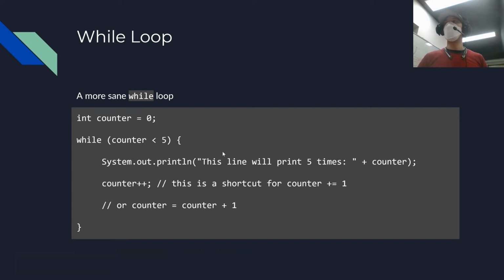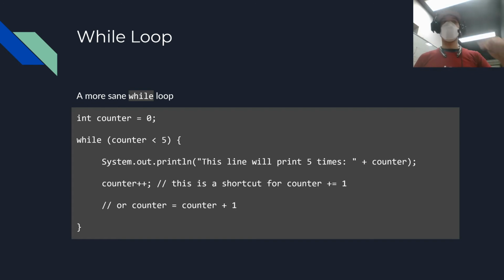Okay. So how many times will this print? Five times. Yep. What will it print? Followed by? Right, but for each iteration of the loop, for each time the loop runs, when a loop runs, we call it an iteration, okay?